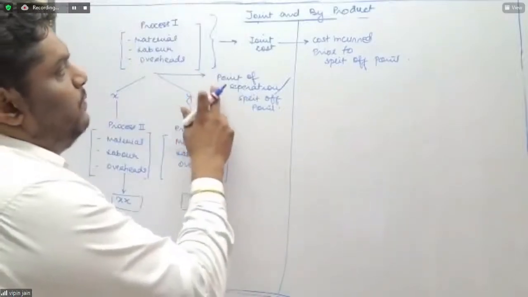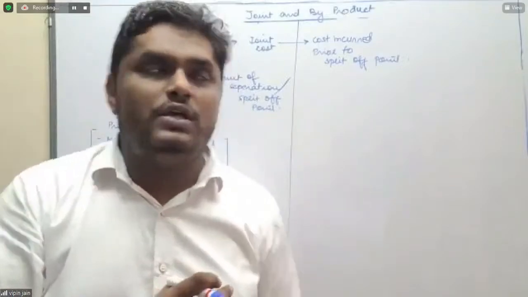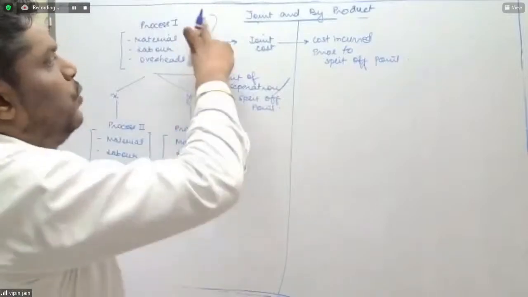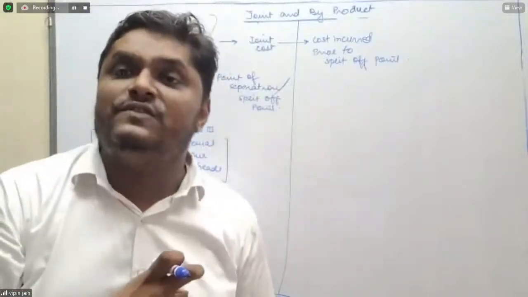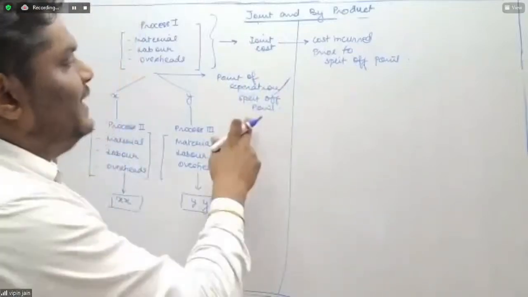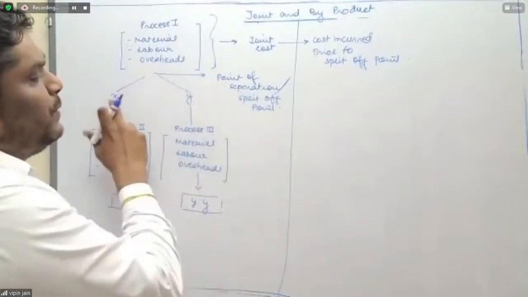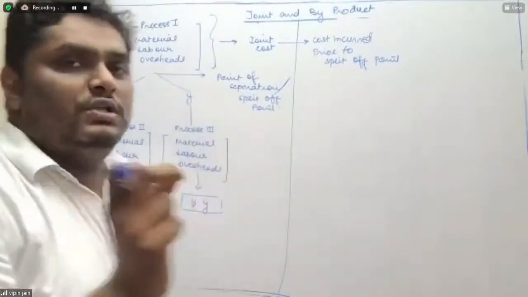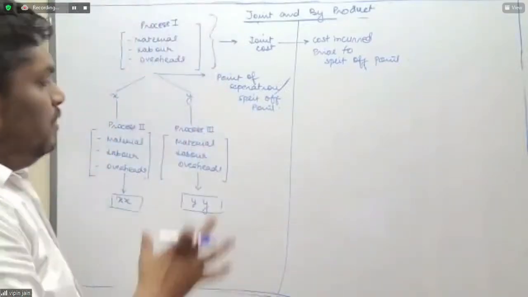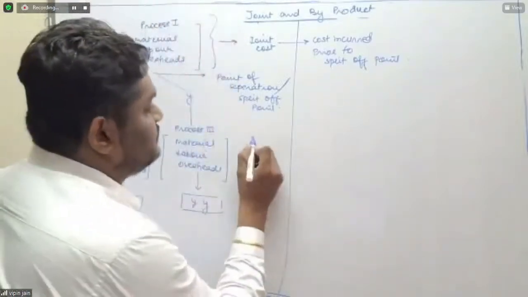So herein we discussed two points. The first one is joint cost, that is cost incurred prior to split off point. So in this example, whatever the cost that belongs to process first is the joint cost. Now when talking about split off point or point of separation, this is the point of separation. From this point, two products emerge out, that is X and Y. So this is called the split off point or point of separation. Now, one more point, that is further processing cost.